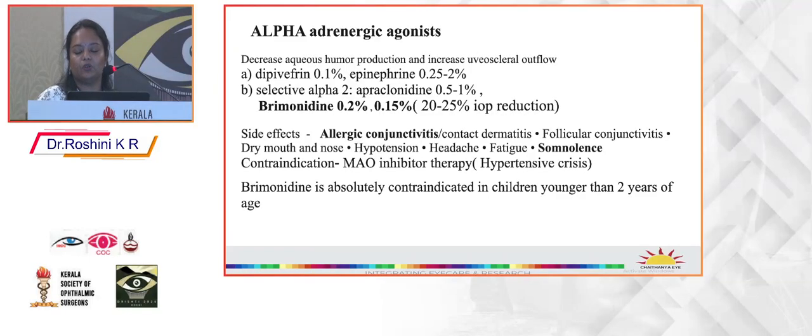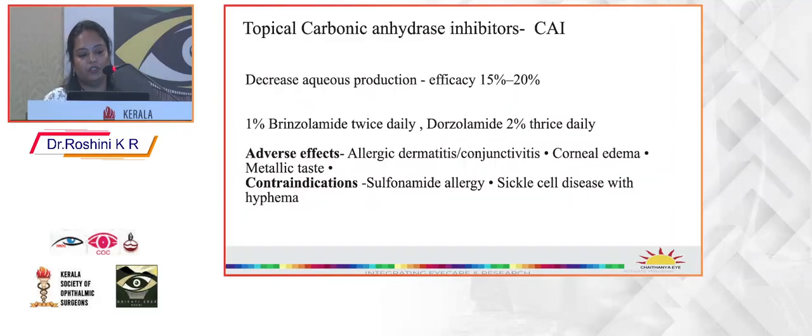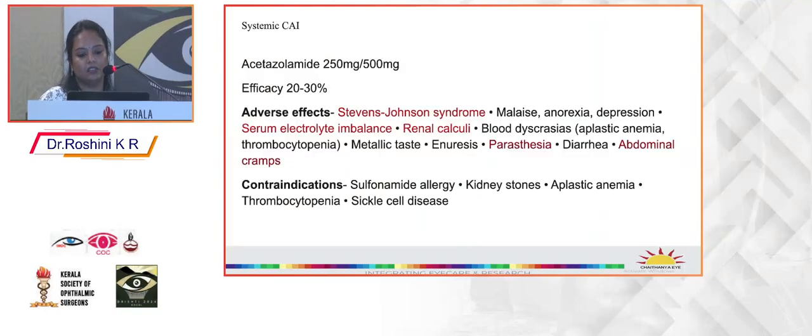Brimonidine is absolutely contraindicated in children younger than 2 years of age. Topical carbonic anhydrase inhibitors decrease aqueous production. 1% brinzolamide and 2% dorzolamide are used. Adverse effects are corneal edema, metallic taste and conjunctivitis. Contraindicated in sulfur allergy and sickle cell disease.